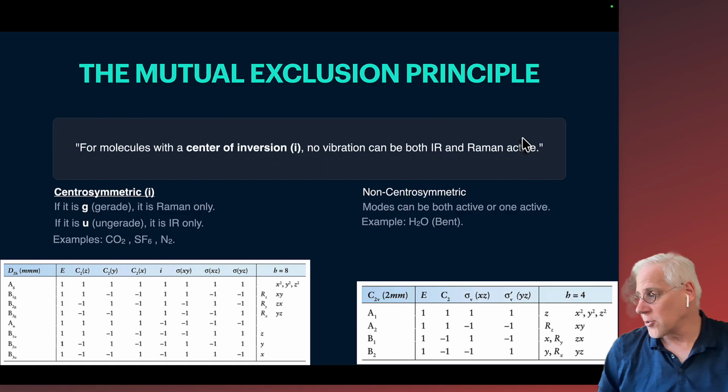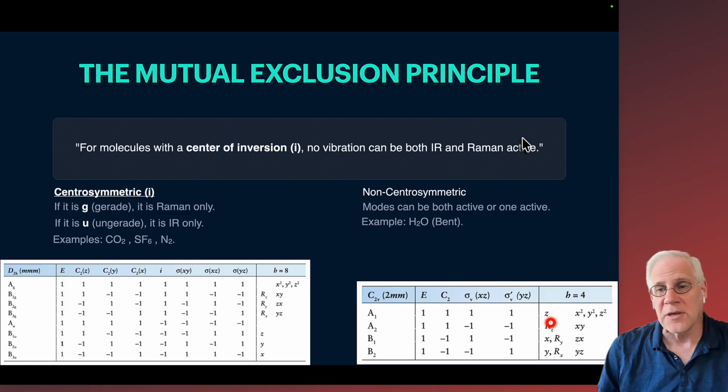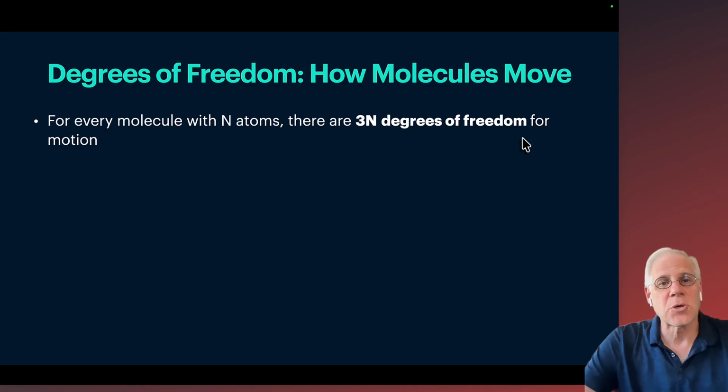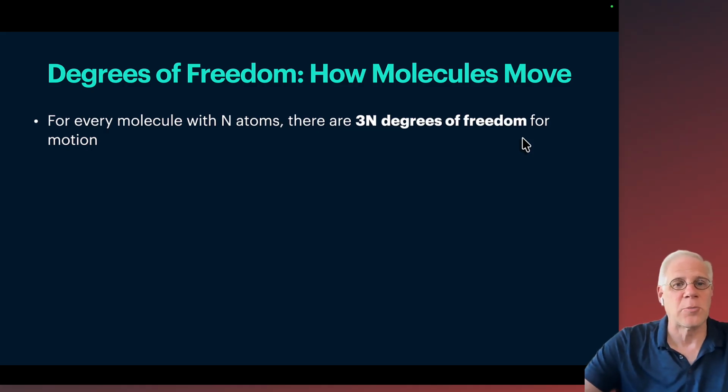And as an example, we have water. We use water a lot, and so C2v. And so notice here for like the A1 is active in the z direction for IR, and also active in the x squared, y squared, and z squared directions for Raman. And down here we have x, and we have a zx, we have a y, and we have a yz. Here for the A2, we have the xy, and so it is Raman active, but it is not IR active. So that is allowed as well. It can be just active in one, active in both, or active in none.